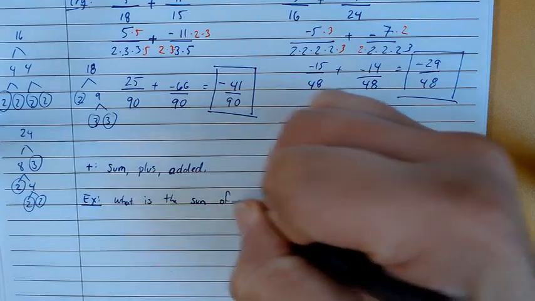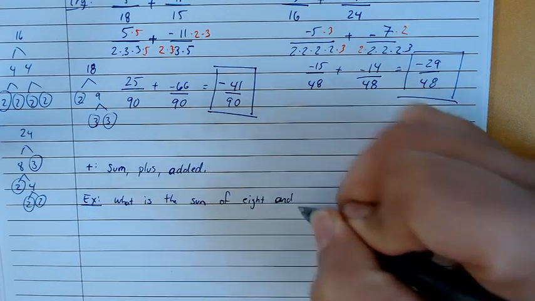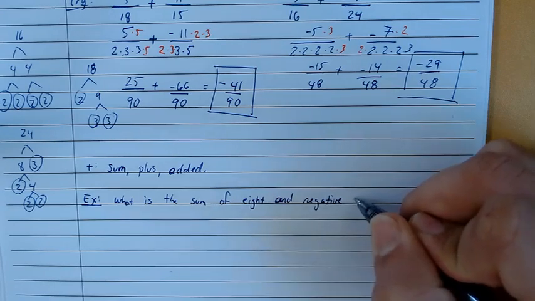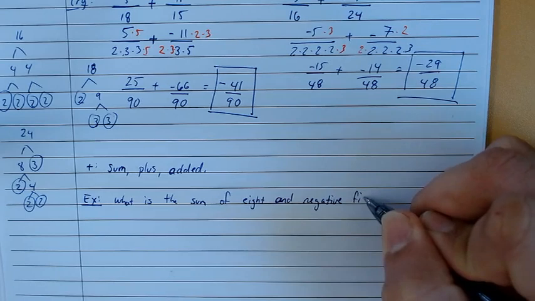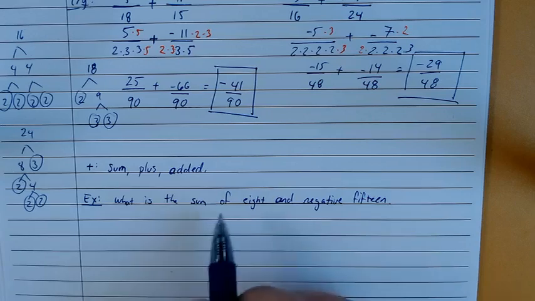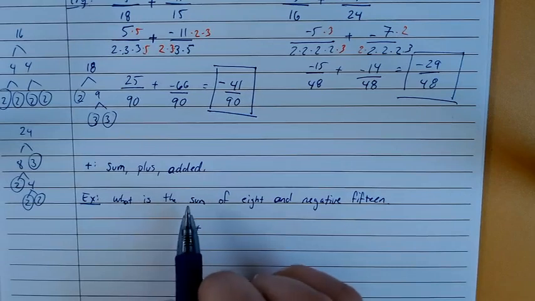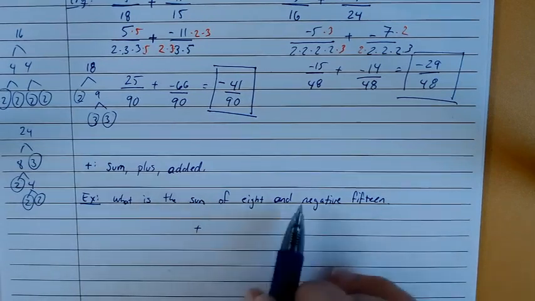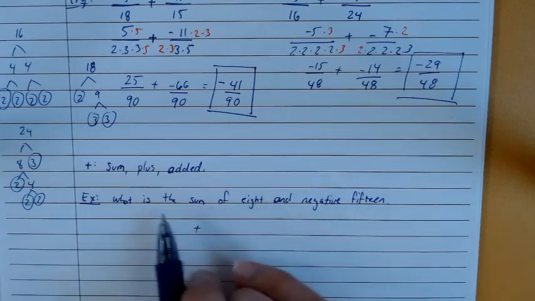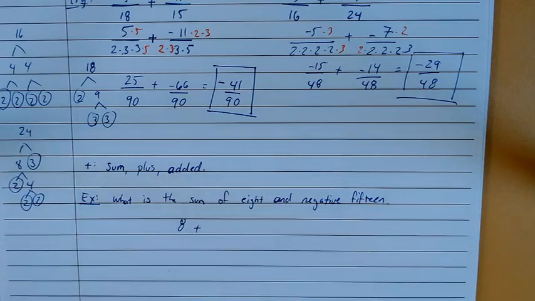what is the sum of 8 and negative 15? You can always change that into symbols. When you see the word sum, that means you're adding things. Well, what are you adding? Well, you'll see sum of. Where we see the word and, those are the numbers you're adding together. So here, the sum of 8 and negative 15.